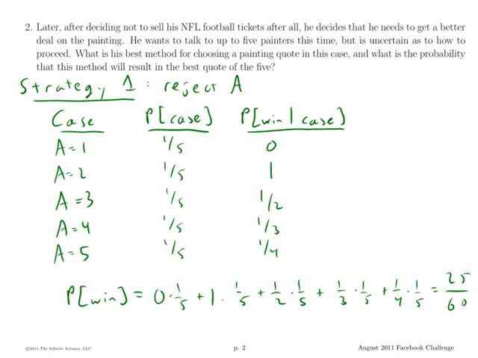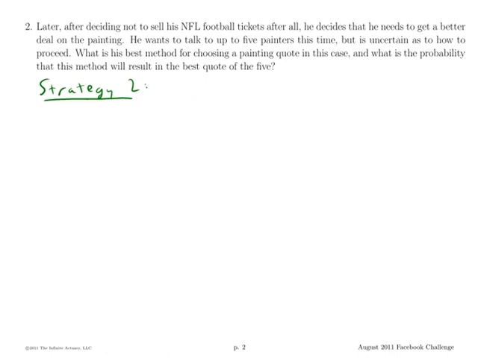So let's try a second strategy. Well, for my second strategy, I'm going to reject A, and I'm also going to reject painter B. So not only am I just ignoring the first painter out of hand, I'm ignoring the second painter out of hand as well, and seeing, does that help me at all?